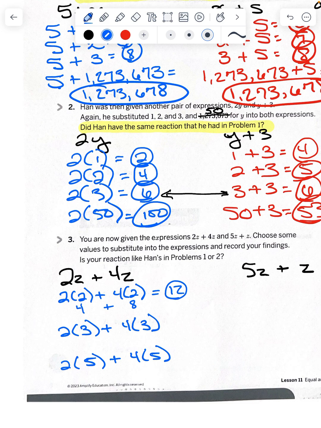Okay. The next one, you multiply first. 2 times 3 is 6. 4 times 3 is 12. Then add them together, we would get 18. And then on number 3, 2 times 5 is 10, 4 times 5 is 20. Add them together, we would get 30.